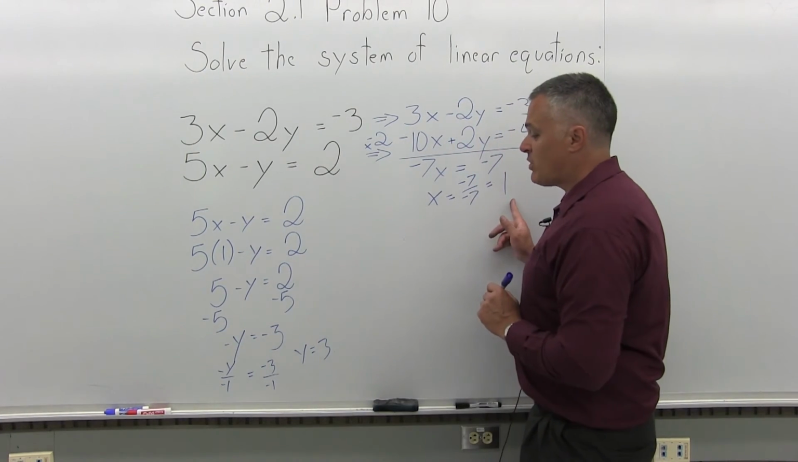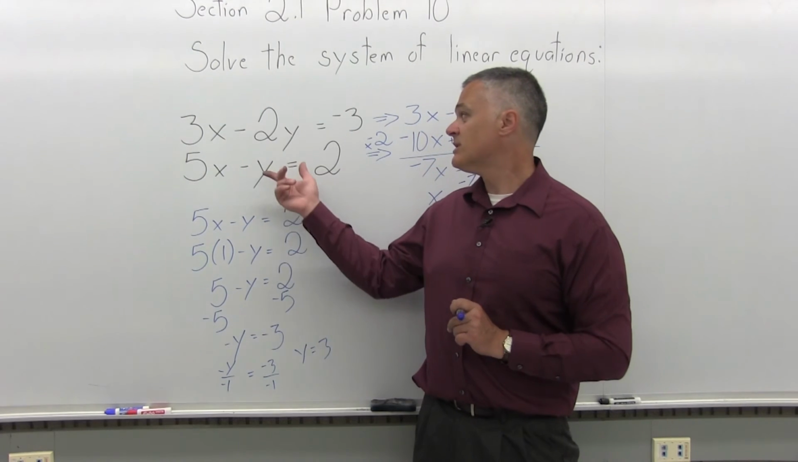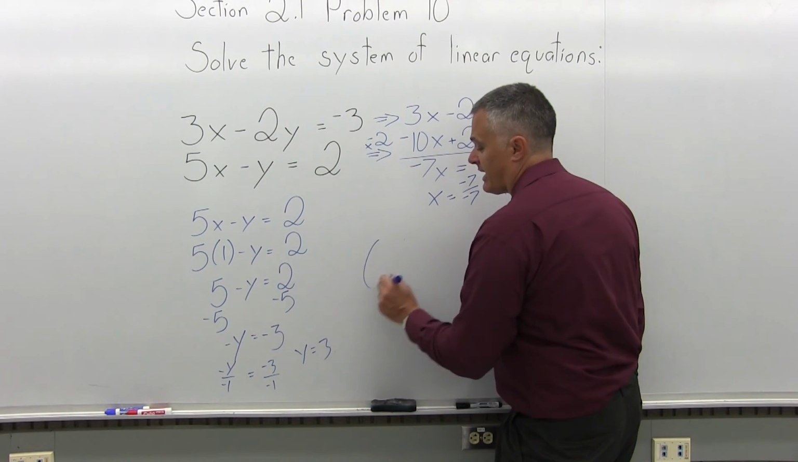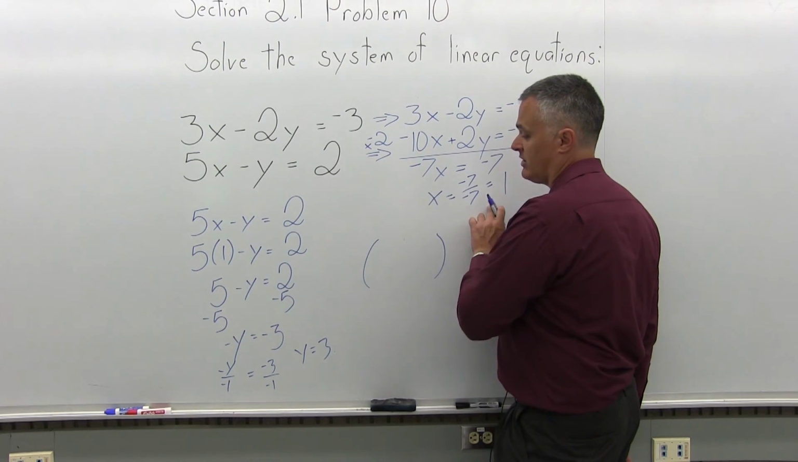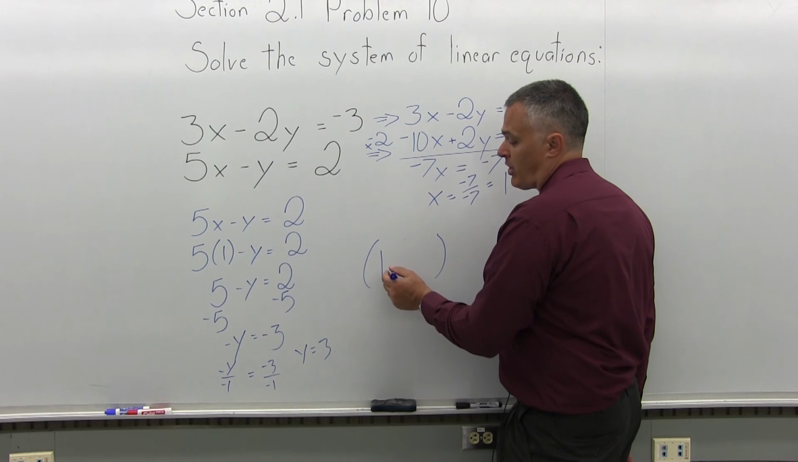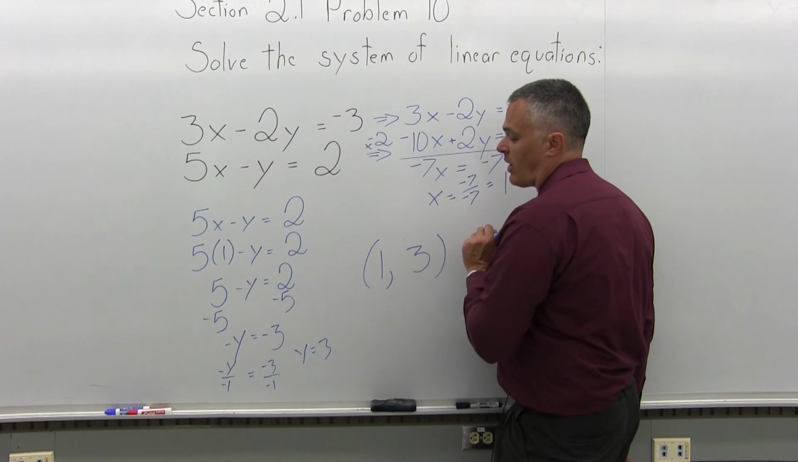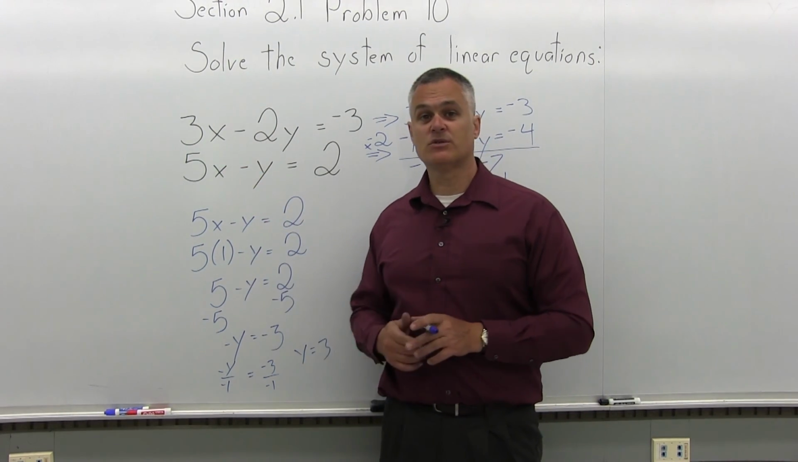So now x is positive 1, y is positive 3. That's the solution to this system of linear equations. If you prefer to write it as a point of intersection, like if you drew the graph, these two lines would intersect at the point with positive 1 for the x-coordinate and positive 3 for the y-coordinate. So x is 1, y is 3 will make both equations true at the same time.